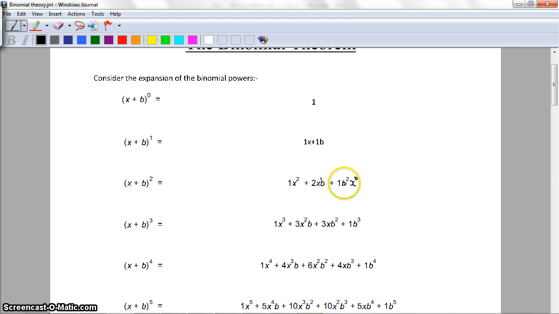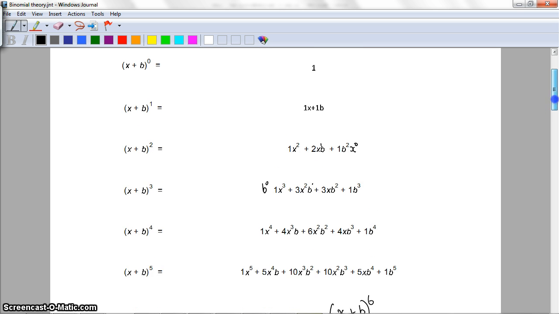Now let's have a look at the b's. They in fact do the opposite. So here we got b cubed, b squared, b to the power of 1, and over here that would also be b to the power of 0. So the powers of b increase from left to right, and you can have a look at that all the way down Pascal's triangle.